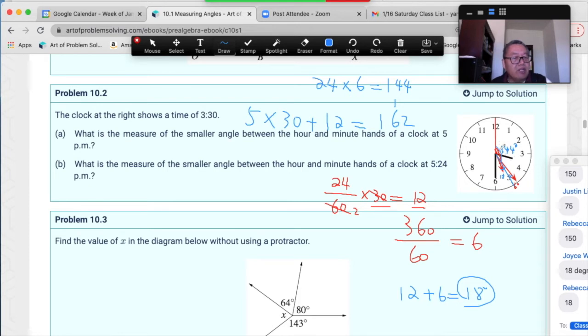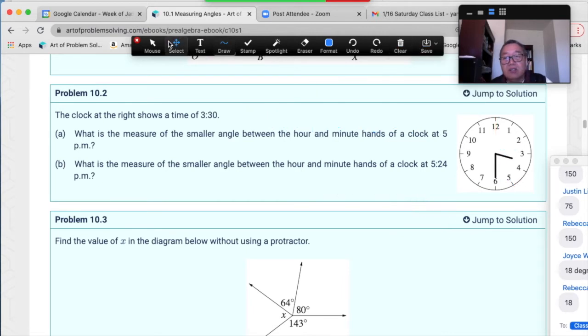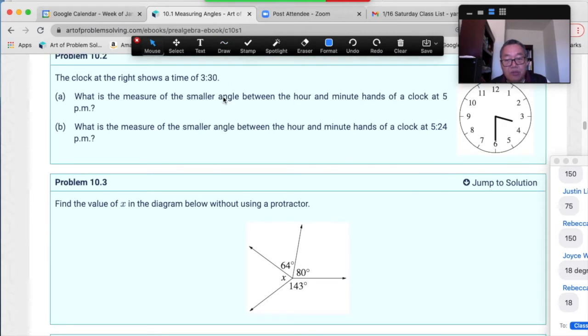Another way, you just calculate the angle the minute hand forms with 12 o'clock, that's 24 times 6 equals 144 degrees. Then the hour's hand forms an angle with 12 o'clock that equals 5 times 30, plus this 12, so you get 162 degrees. 162 minus 144, you get 18 degrees. Okay, so this is number 2.